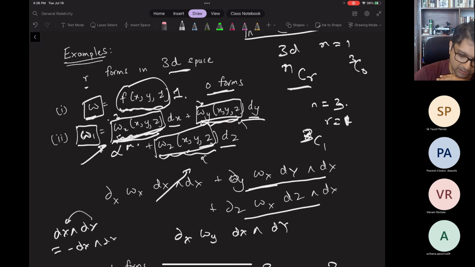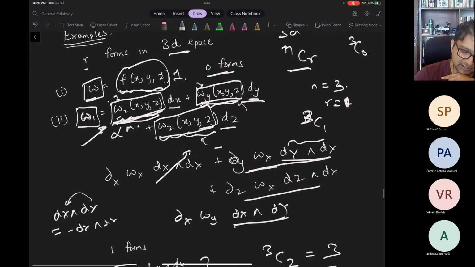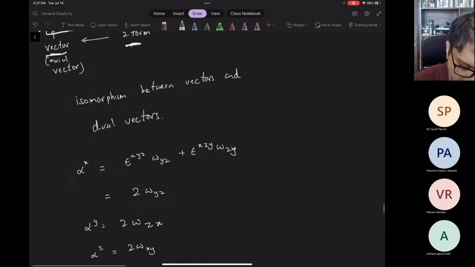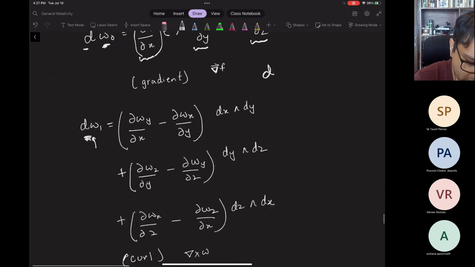Now what I can do is club this term with this term, because dy wedge dx is really the same as dx wedge dy, except that I will get a minus sign when I exchange the order. So I will get a minus partial y omega x. The net effect is that I get a term like partial x omega y minus partial y omega x, dx wedge dy. So d omega 1 will be partial omega y partial x minus partial omega x partial y, dx wedge dy.